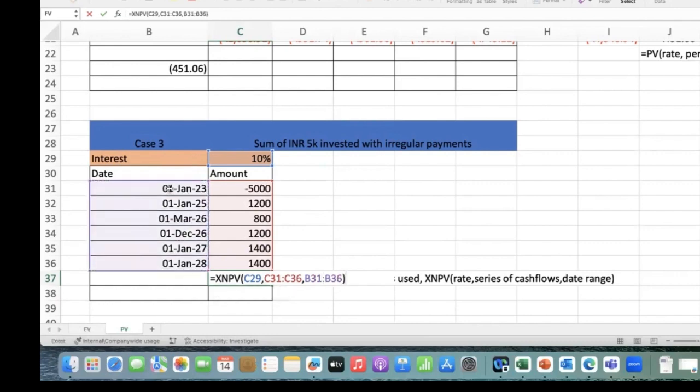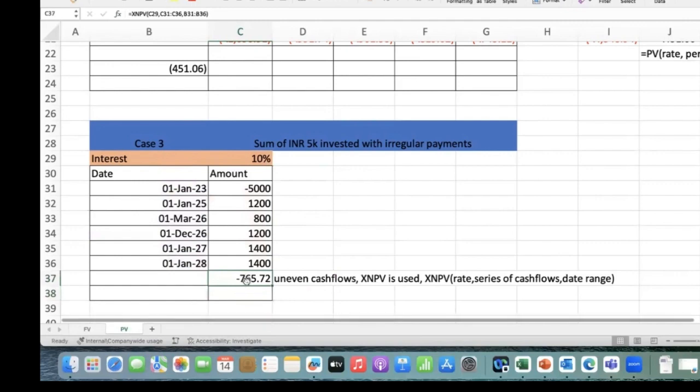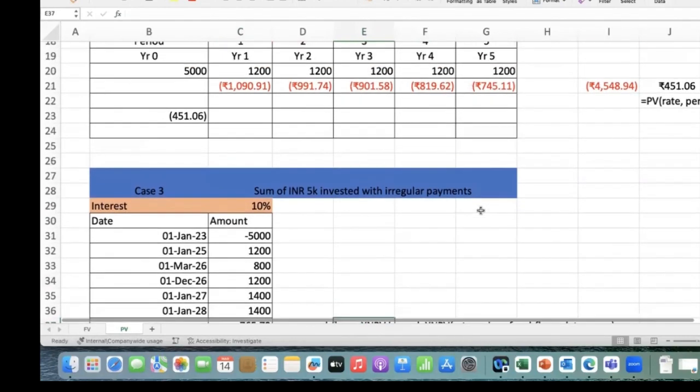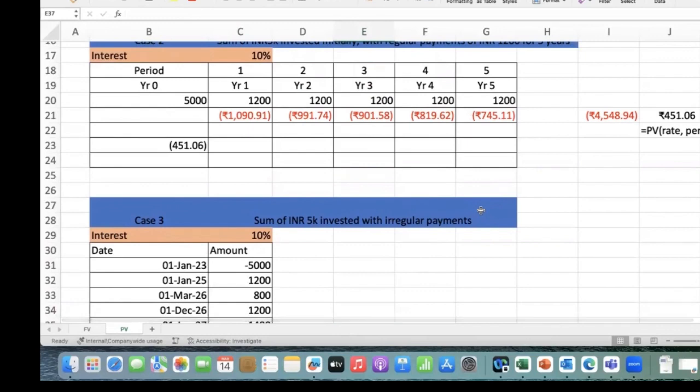This is one of my most favorite functions. And I get the NPV, which is negative, and I understand this is not a good business proposition, and I can always check my business plans once again. The XNPV formula is rate, series of cash flows, and the date range. With these three functions, I feel that you will be in a position to verify any business proposition, any financial instrument, and can take a prudent decision.